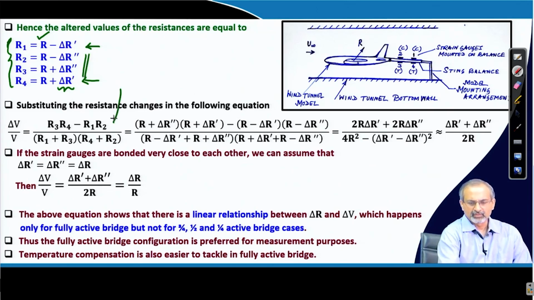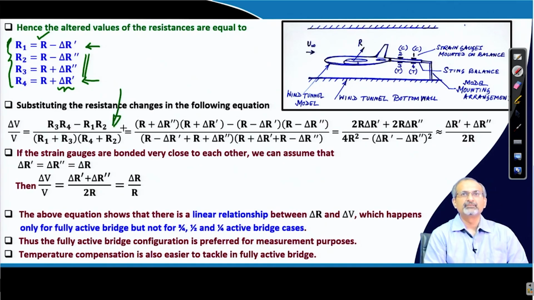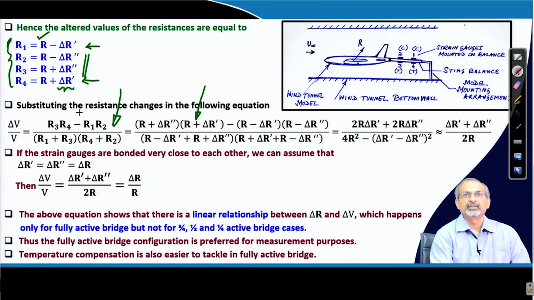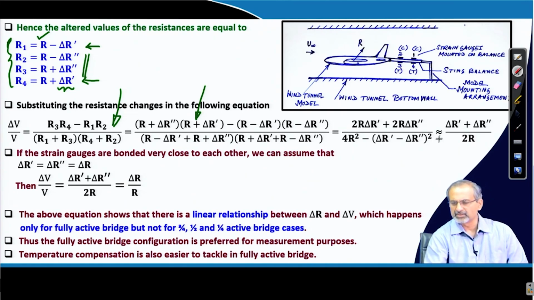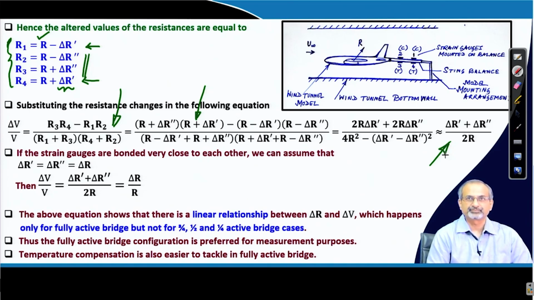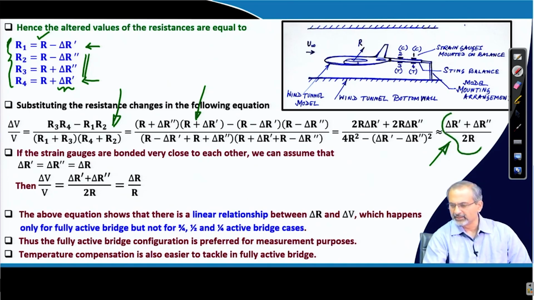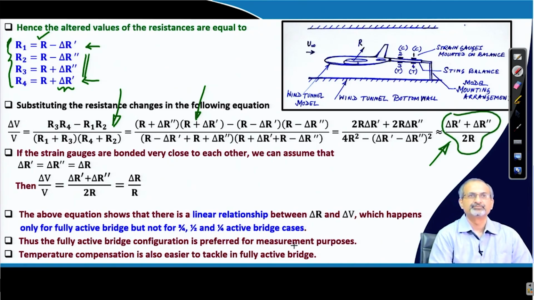Once you come back to that formula for delta V by V, you now have to substitute the altered resistances for the respective terms here. Once you do that and do some simplifications by neglecting the higher order terms, you come to an expression like this. So, delta V by V is nearly equal to this expression.